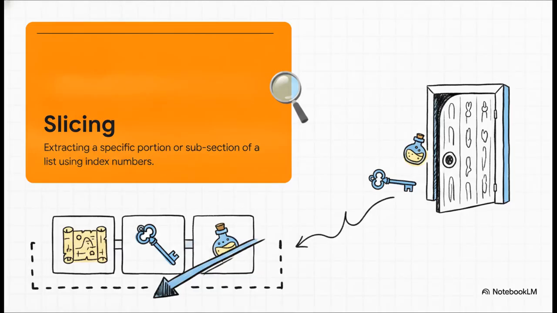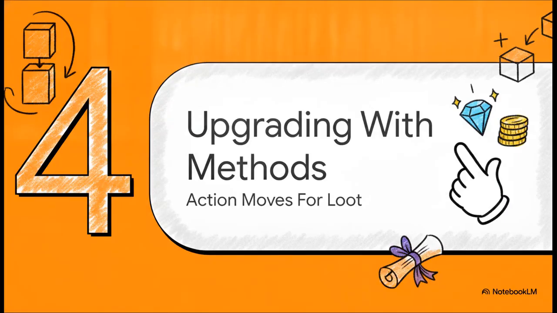Well, that's where slicing comes in. Slicing is extracting a specific portion or subsection of a list using those index numbers. So if you wanted to grab both the map and the key at the exact same time to go open a secret door, you'd use slicing to carve out that specific chunk of the list, rather than pulling them out one by one.